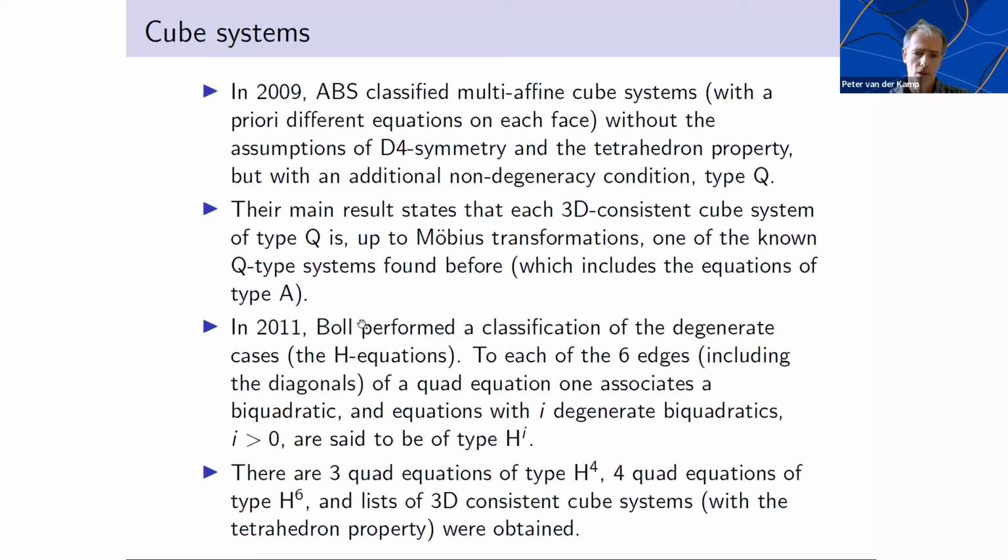Then Boll came along, a student of Bobenko and Suris, I think, and he looked at the degenerate cases, so the H equations. He looked at a priori different equations on each face of the cube, and he got a list of cube systems and a list of equations that are degenerate. So apart from the H equations, there are extensions of those with another parameter epsilon, and there is a D list as well of completely degenerate equations.